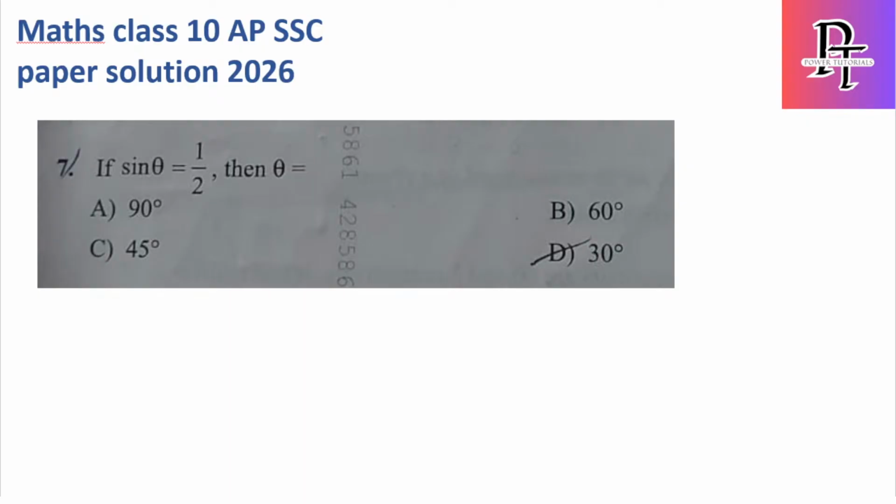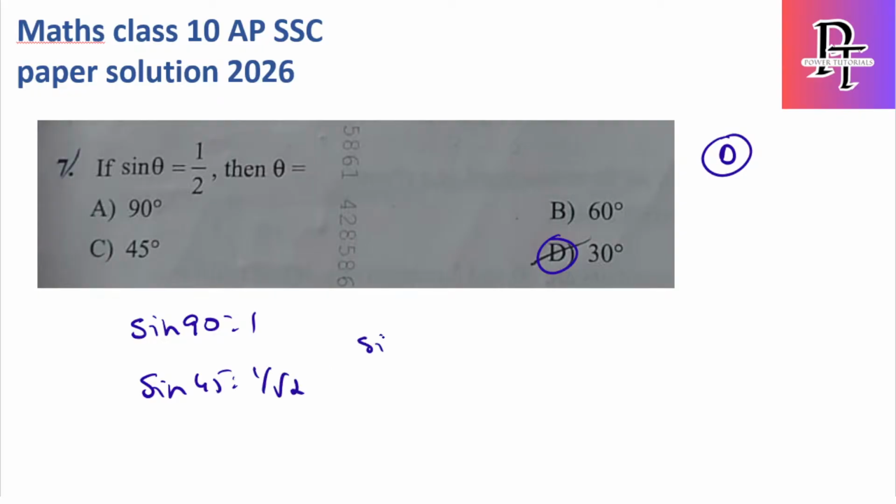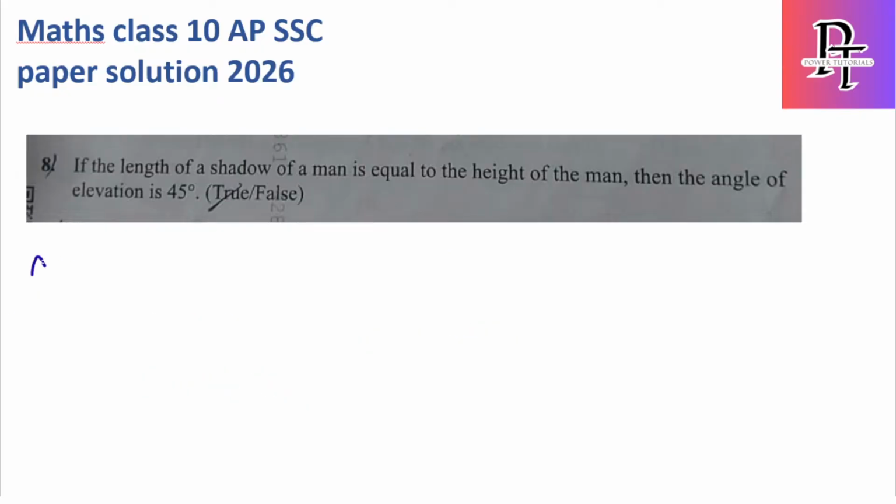If sin theta equals 1 by 2, then find the angle theta. The theta is simple. Sin 30 is 1 by 2, so the correct answer is D. Okay, what about other angles? I'll just write. Sin 90 is 1. Sin 45 is 1 by root 2. And sin 60, if they ask, it becomes root 3 by 2. Okay, let's move to the next question.